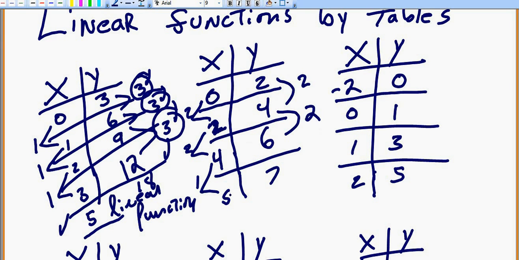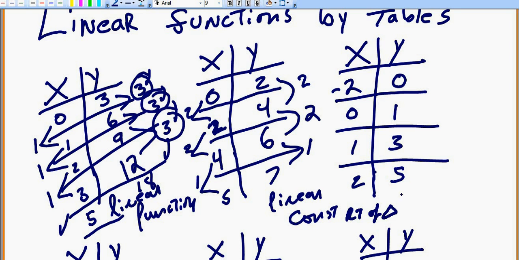Then we go from 4 to 5 over here, which is how many spaces? Just 1 space, right? So if we go 1 space over here, how many spaces should we go over here? We should go just 1, for it to be a linear function. So since that works out for us, this is linear, because we got a constant rate of change. That just means constant rate of change.